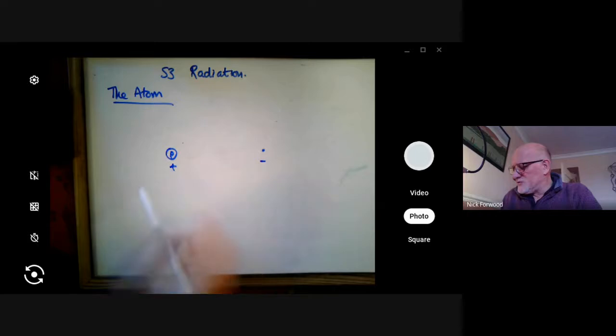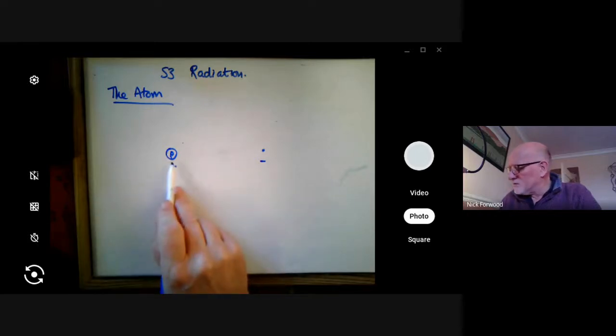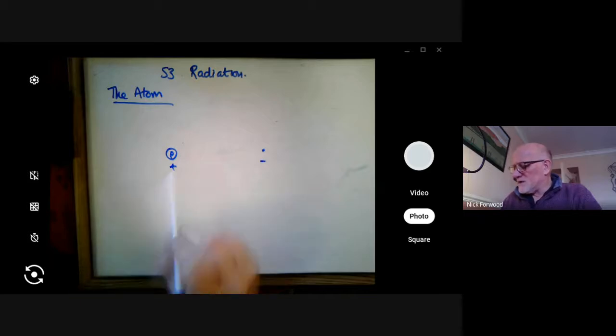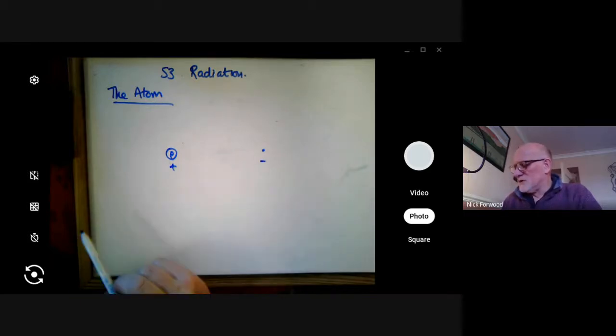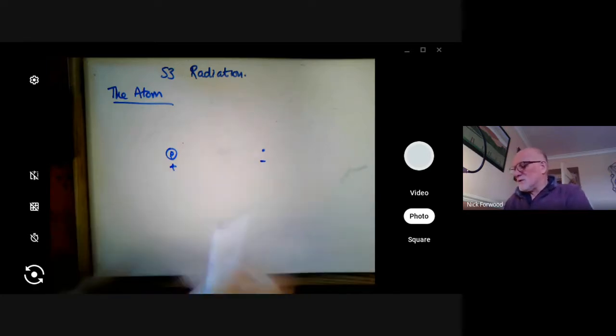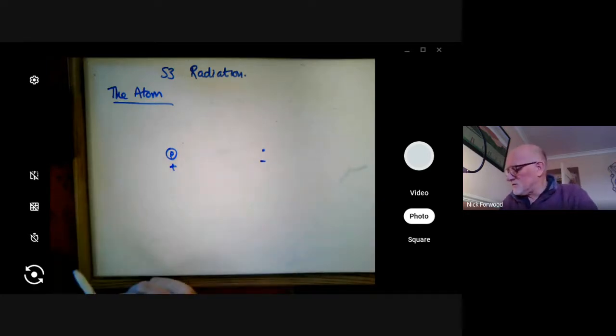So hydrogen, the first element, has one proton and one electron. Helium, the next one, has two protons and two electrons. Hydrogen, helium. Lithium is number 3. Lithium has 3 protons and 3 electrons, and they've got some neutrons as well, but the neutrons don't do anything because they've got no charge.